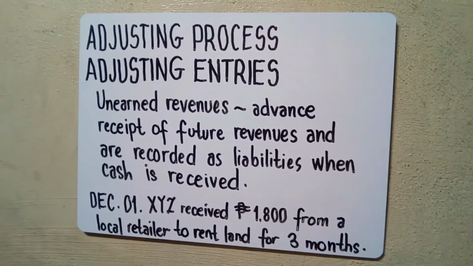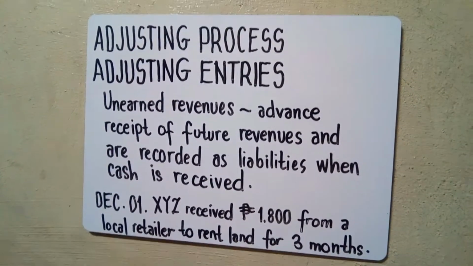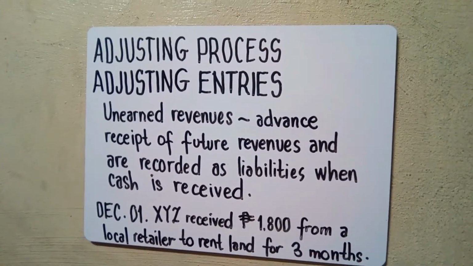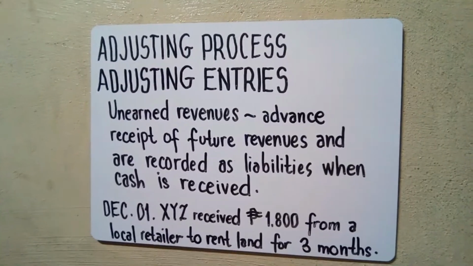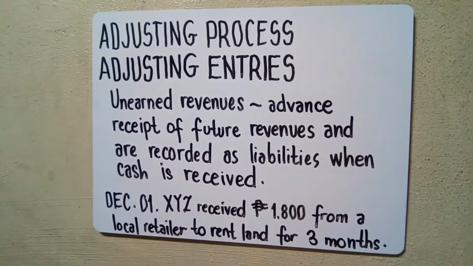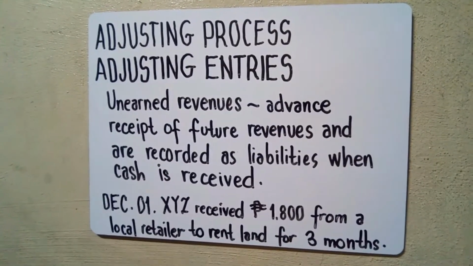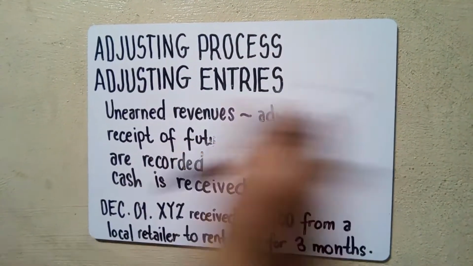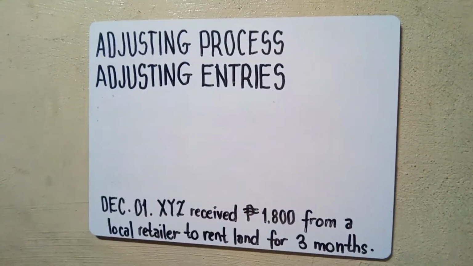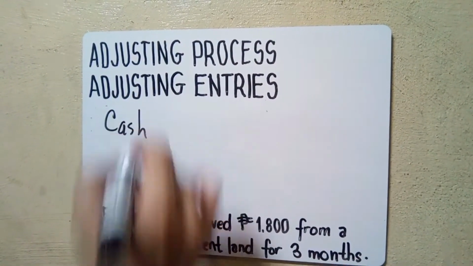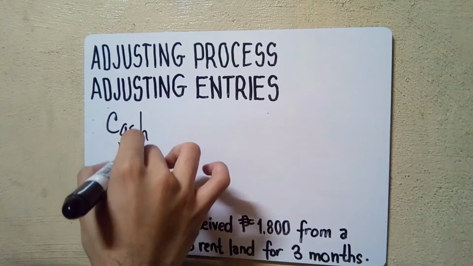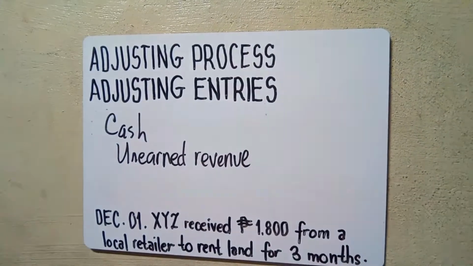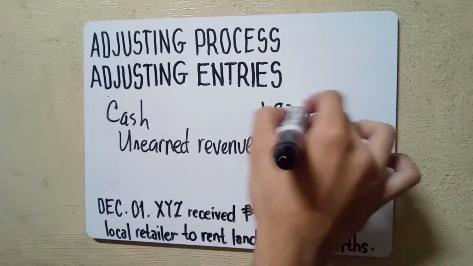The second type of account is called unearned revenues. Unearned revenues are advance receipts of future revenues and are recorded as liabilities when cash is received. For example, on December 1, XYZ received 1,800 pesos from a local retailer to rent land for 3 months. The journal entry to record the transaction will be debit cash and credit unearned revenue amounting to 1,800 pesos.